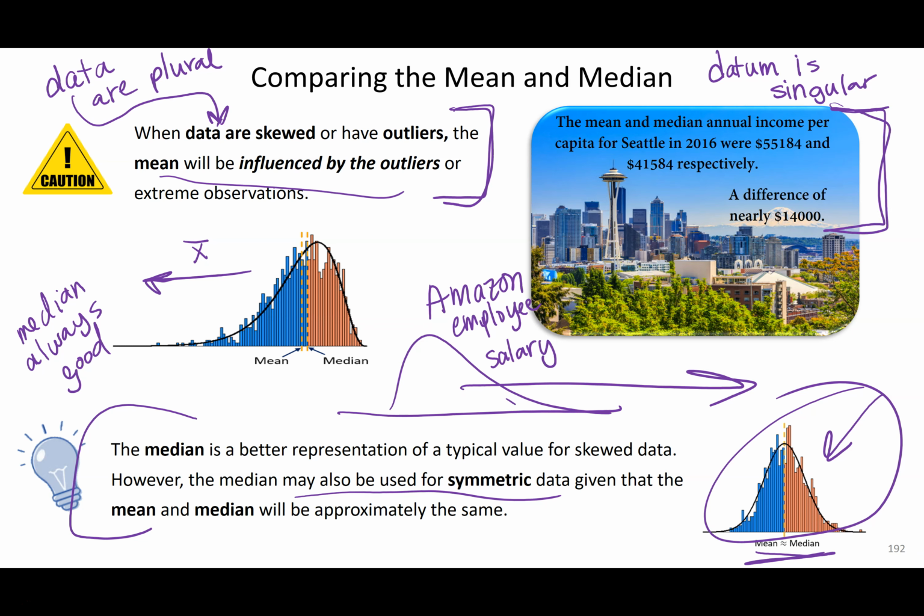Absolutely, when you look here, the mean and median annual income per capita for Seattle, we have 55,000 and some odd and 41.5. So there's definitely a big difference there. It does come from a skewed distribution. Income and salary almost always are very skewed distributions. They rarely are symmetric distributions. So keep that in mind.